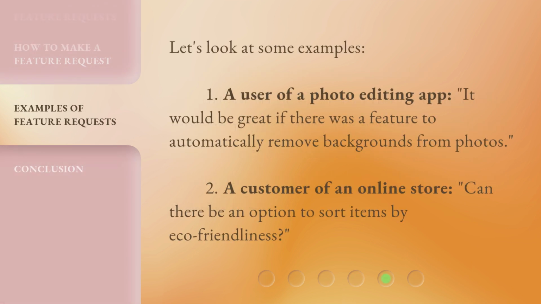Let's look at some examples. 1. A user of a photo editing app: It would be great if there was a feature to automatically remove backgrounds from photos. 2. A customer of an online store: Can there be an option to sort items by eco-friendliness?